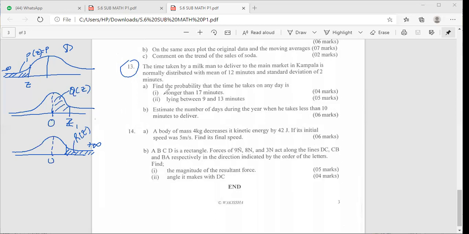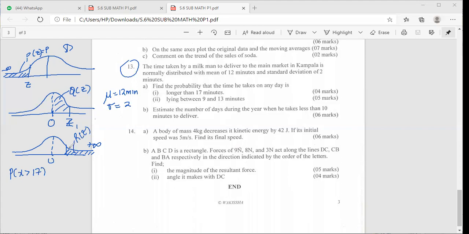So the question says, time taken by a milkman to deliver to the main market in Kampala is normally distributed with a mean of 12 minutes, standard deviation sigma of 2 minutes. Find the probability the time it takes on a day is longer than 17 minutes. So probability of X is greater than 17 minutes.